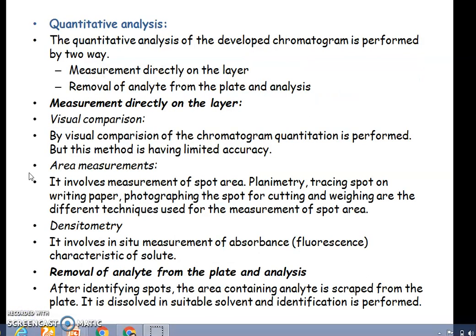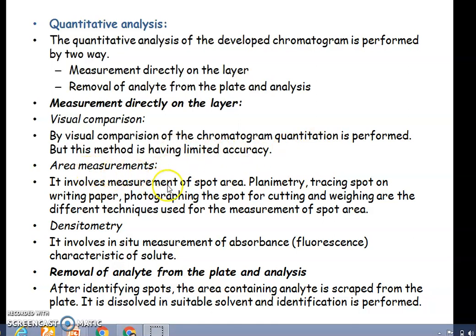Quantitative analysis of a developed chromatogram is performed in two ways: one, measurement directly on the layer, and second, removal of analyte from the plate and analysis. Though quantitation is not accurate in thin layer chromatography, approximate quantitation is possible. Using the first technique, measurement directly on the layer, one approach is visual comparison, where the spots of standard and sample are compared for their area. But again, this method has limited accuracy.